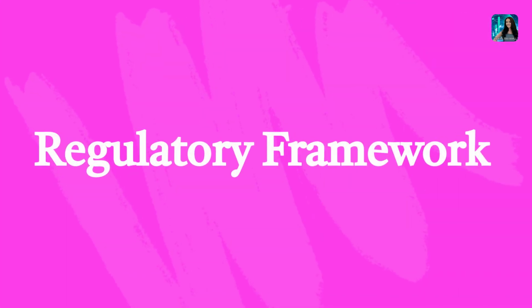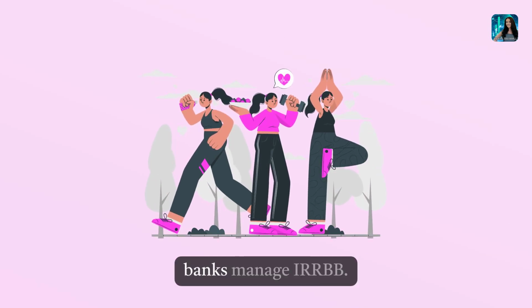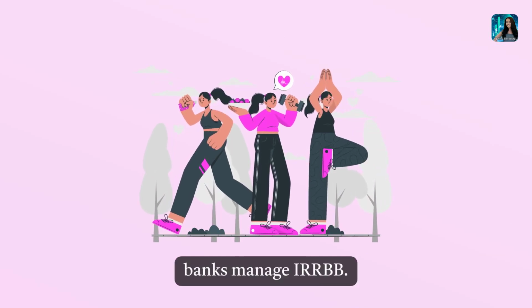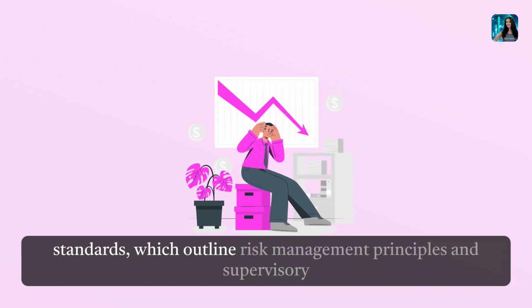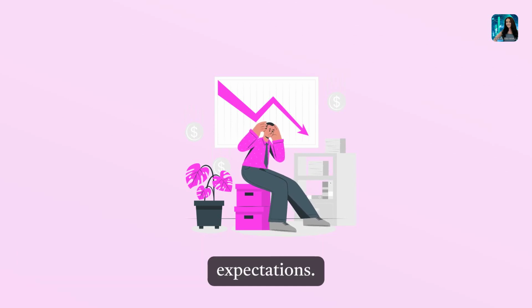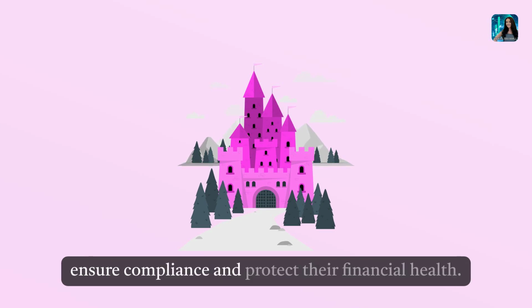Regulatory framework. Regulatory bodies worldwide have developed guidelines to help banks manage IRRBB. These include the Basel Committee on Banking Supervision Standards, which outline risk management principles and supervisory expectations. Banks must stay updated with these guidelines to ensure compliance and protect their financial health.